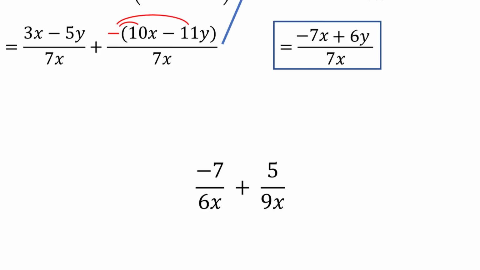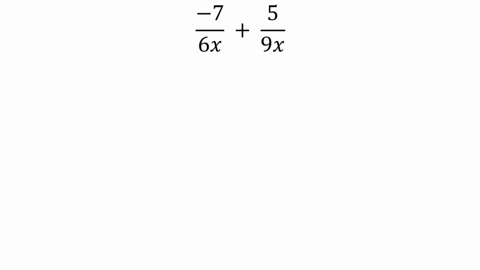Let's try one where the denominators are not the same. We have negative 7 over 6x plus 5 over 9x. This time our denominators are different. They both have x, but the coefficients on x differ. We can do the exact same thing we would do if the x wasn't there at all, which is to find the least common denominator.